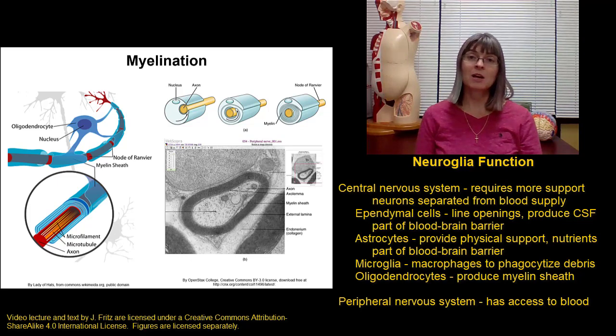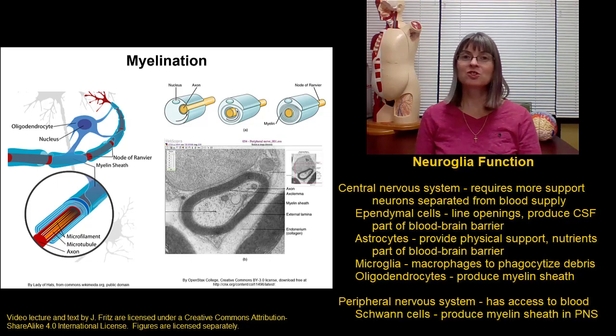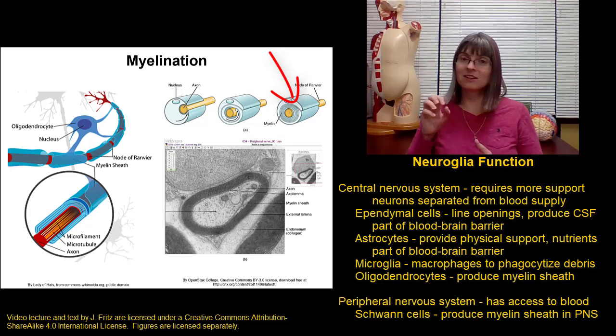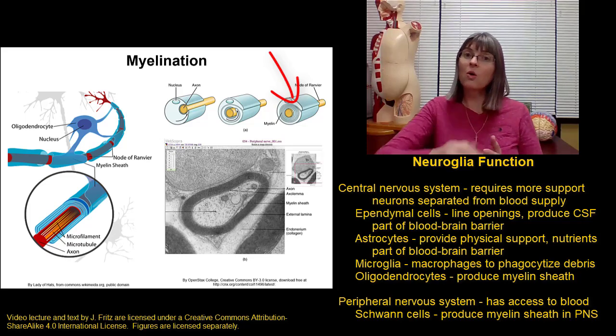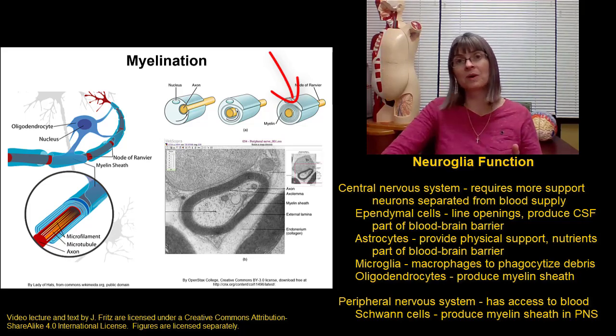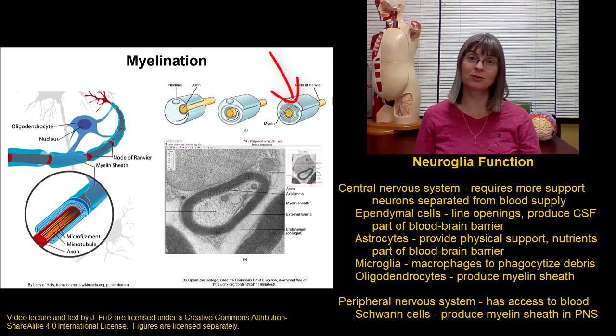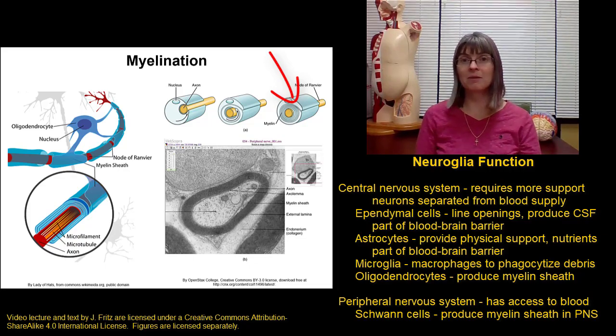If we take a look at the support cells that we find in the peripheral nervous system, there are far fewer, and that's because the nerves and ganglia in the peripheral nervous system have access to the blood supply, so they need less support from specialized cells. The one important glial cell that we do find associated with peripheral nervous system neurons is the Schwann cell. Schwann cells are the cells that create the myelin sheath around peripheral nervous system neurons. And in this case, instead of an extension of the cell, the whole Schwann cell wraps around and around and around the axons of the peripheral nervous system neurons in order to produce that myelin sheath.